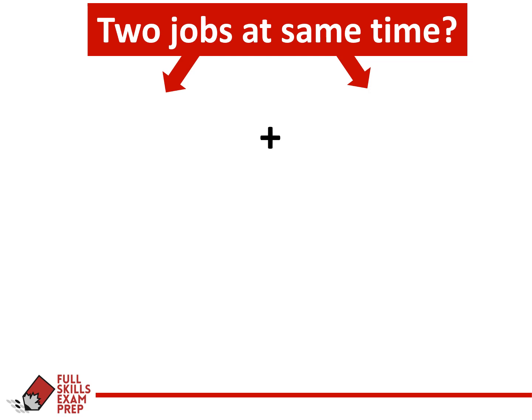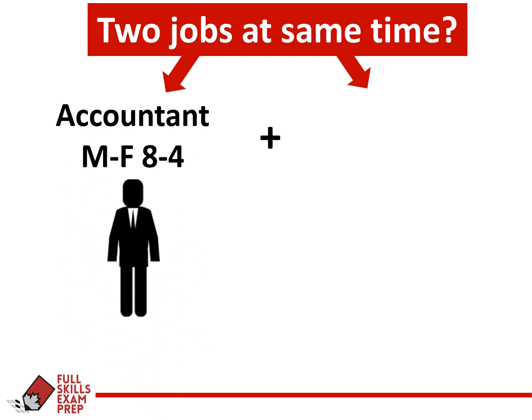Now here is a tricky little area that we should discuss in case it ever comes up on your exam. And that is, of course, what if a person has two jobs at the same time? So remember that working full-time means working 30 hours per week. For a lot of people, they work way more than 30 hours a week. They might work 30 hours per week at one job and 30 hours a week at another job. So let's use that as an example.